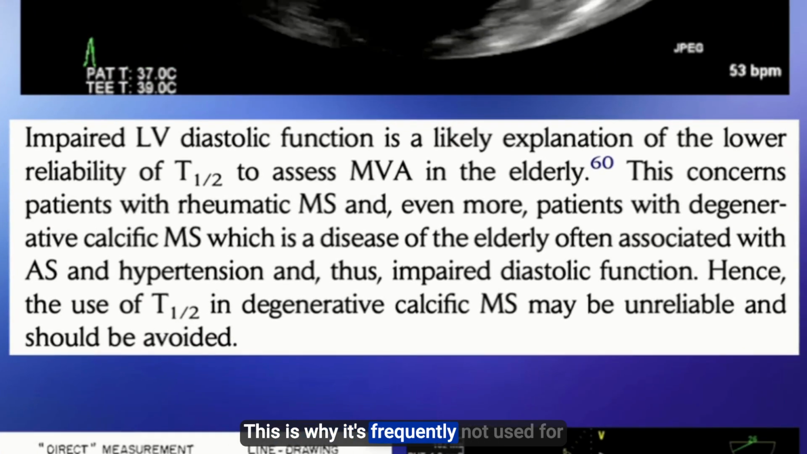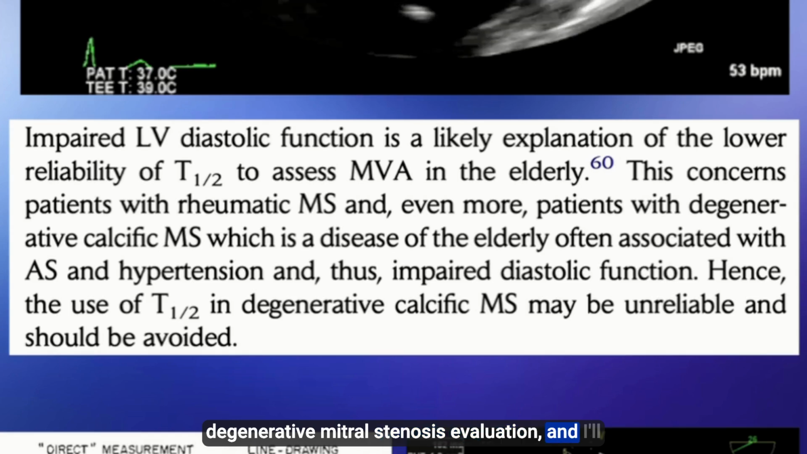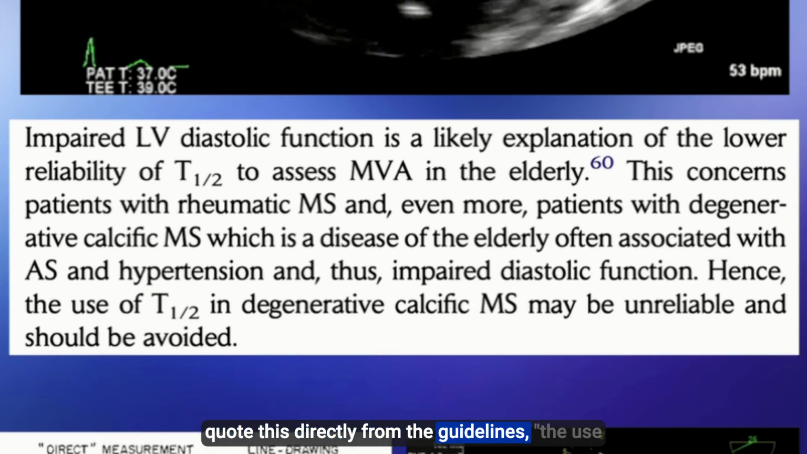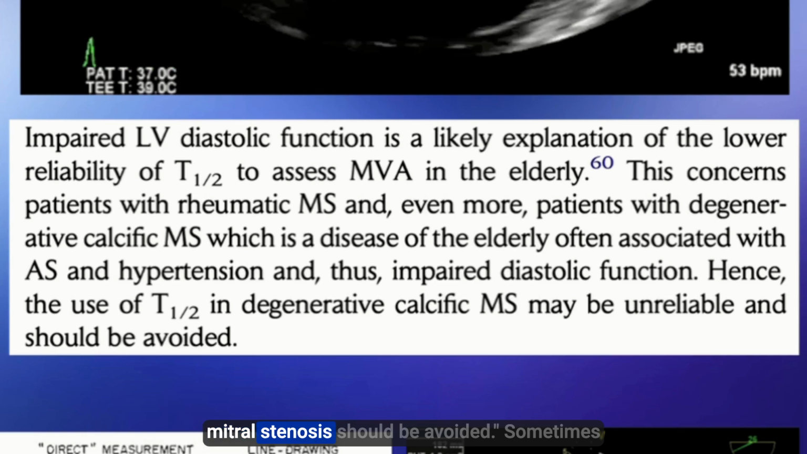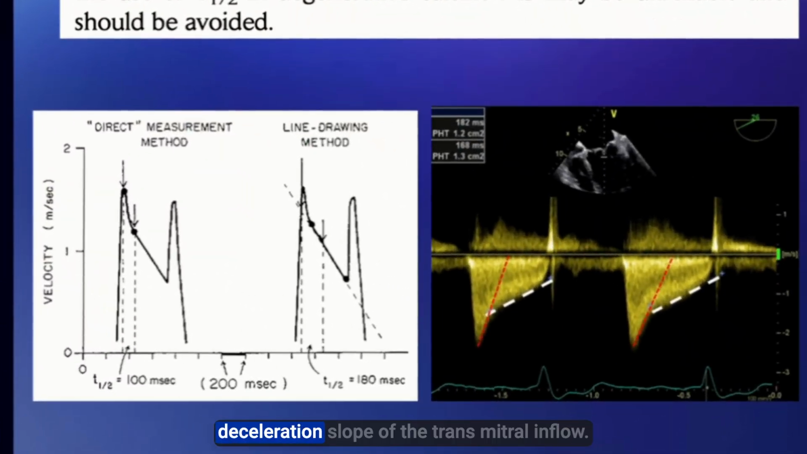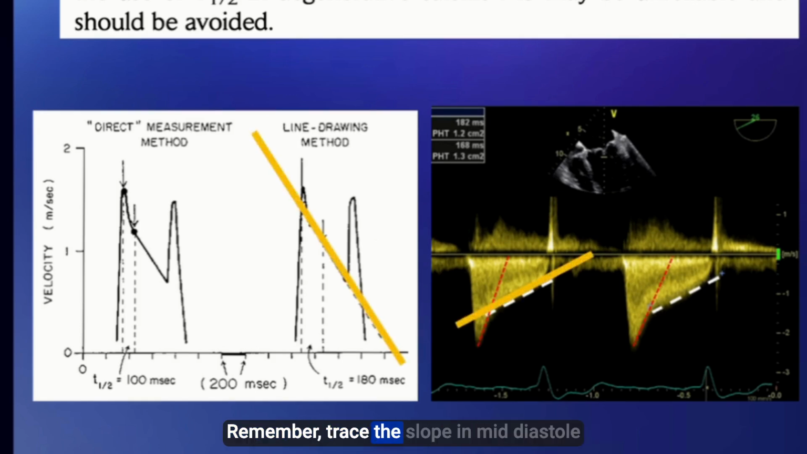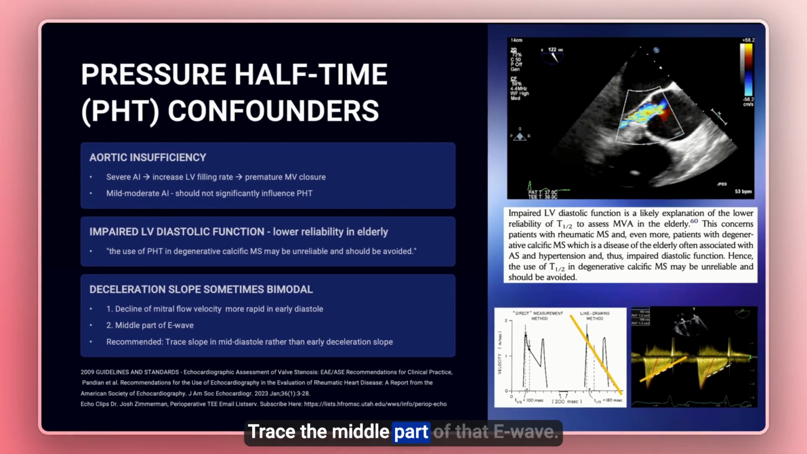This is why it's frequently not used for degenerative mitral stenosis evaluation. And I'll quote this directly from the guidelines: the use of pressure half-time in degenerative calcific mitral stenosis should be avoided. Sometimes you will have this bimodal distribution of the deceleration slope of the transmitral inflow. Remember, trace the slope in mid-diastole rather than that early deceleration slope. That's how you're going to get accurate measurements. Trace the middle part of that E wave.